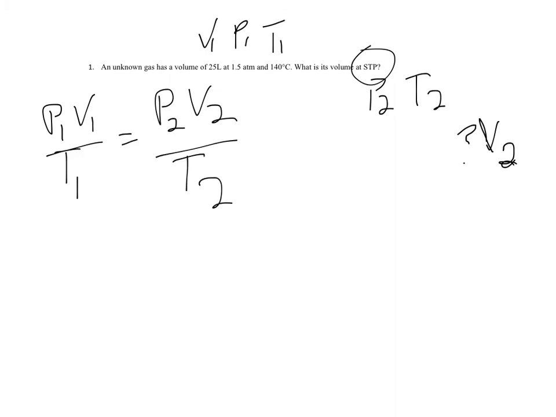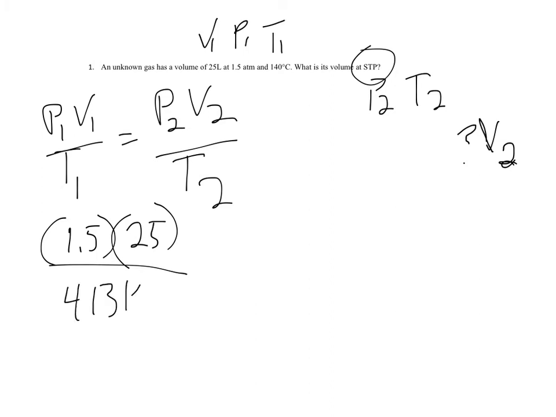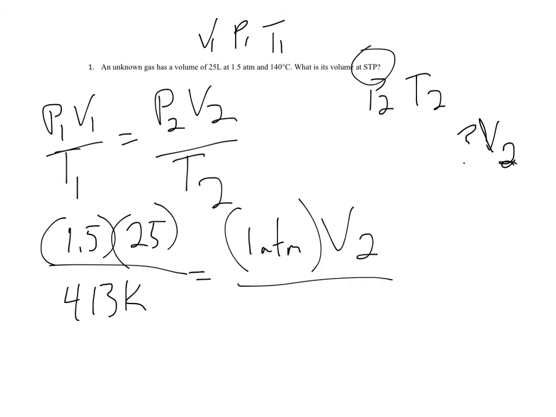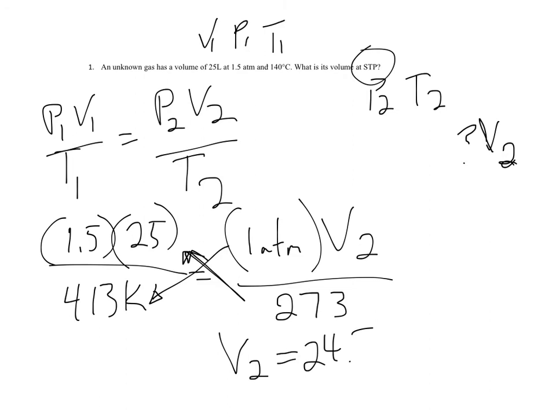So I've got a starting pressure of 1.5, a starting volume of 25, a starting temperature of 140 Celsius plus 273, 413 Kelvin, equals pressure 2. Standard pressure in atmospheres is 1, and we're trying to find volume, divided by the standard temperature of 273. So then I cross multiply, and I've got 273 times 1.5 times 25 divided by 413 times 1, and I would find that V2 equals 24.8 liters.